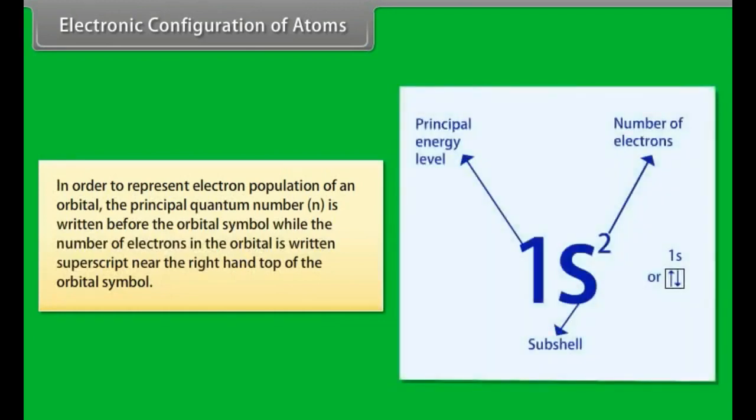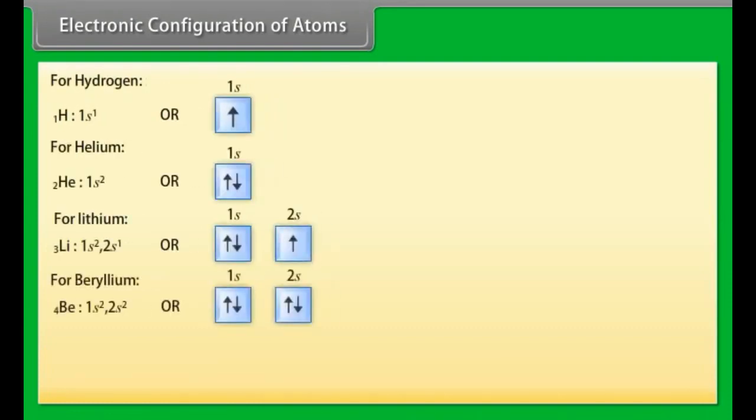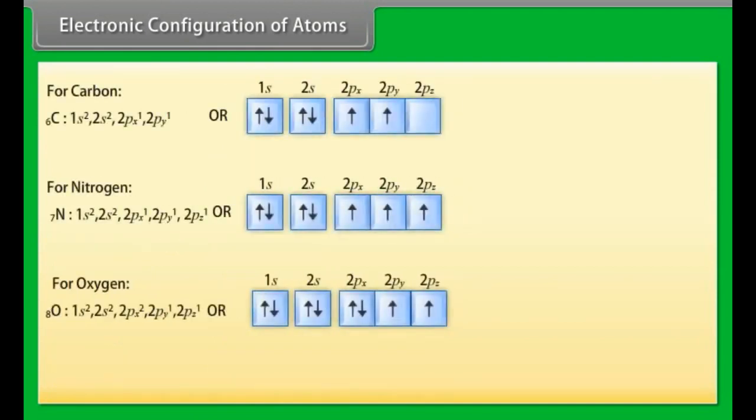Electronic configuration of atoms. In order to represent electron population of an orbital, the principal quantum number n is written before the orbital symbol, while the number of electrons in the orbital is written as superscript near the right-hand top of the orbital symbol. If we have two electrons in the s orbital of first energy level, then it is written as 1s squared. For hydrogen, helium, lithium, beryllium, boron, carbon, nitrogen, oxygen.